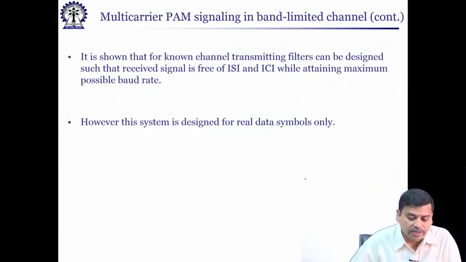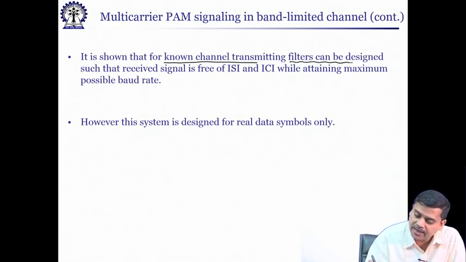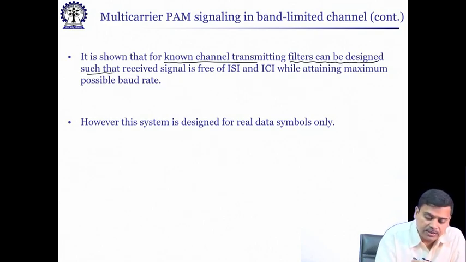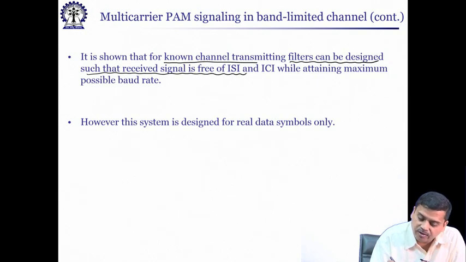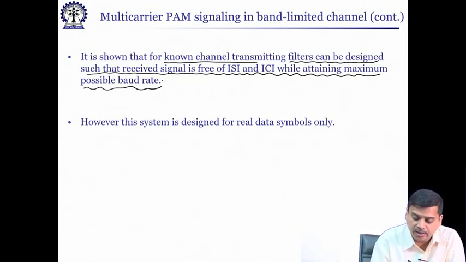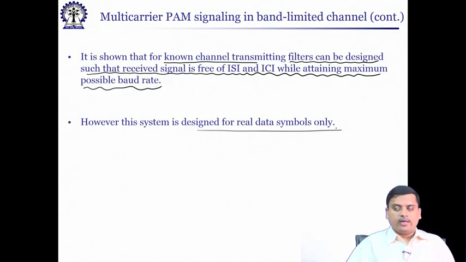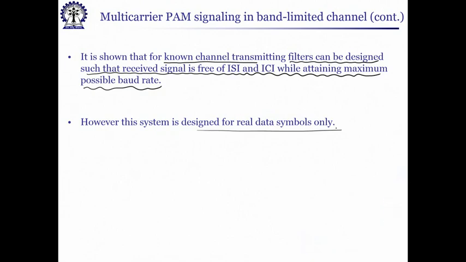So, what we summarize is that it is shown that for a known channel, that means if the channel is known, transmitting filters can be designed such that the received signal is free of ISI and ICI while attaining the maximum possible baud rate, signaling rate. However, the system is designed for real data symbols only. Of course, you can change it for complex data symbols, which is one of the things that we are going to see in the next lecture.